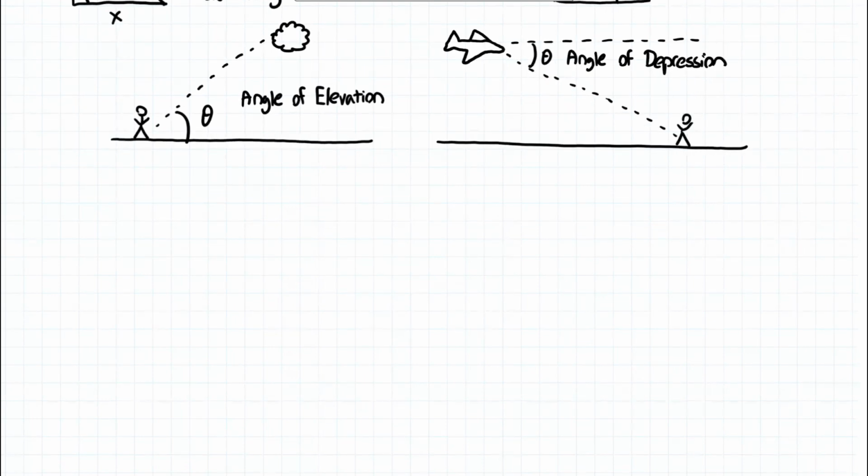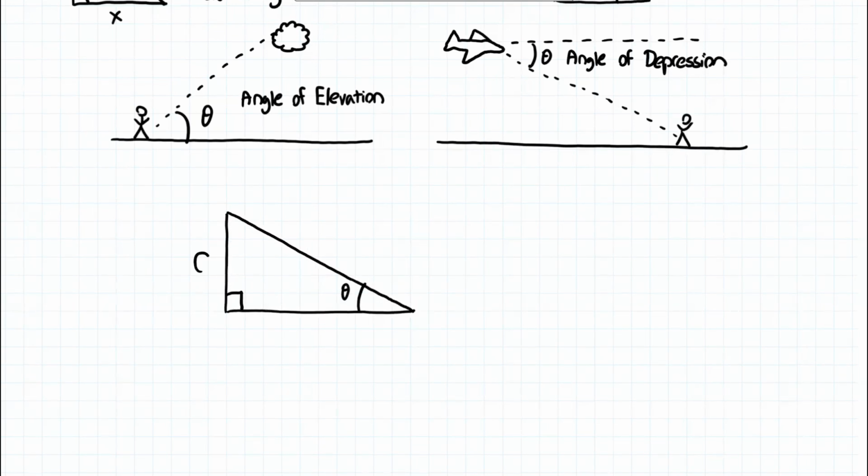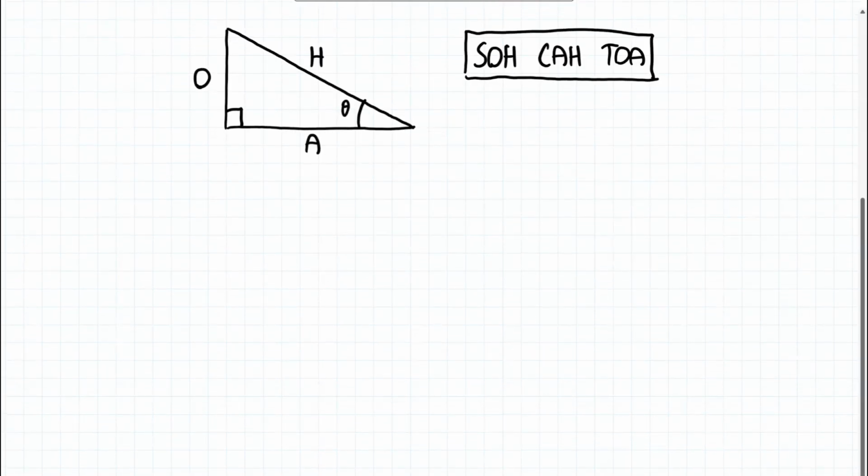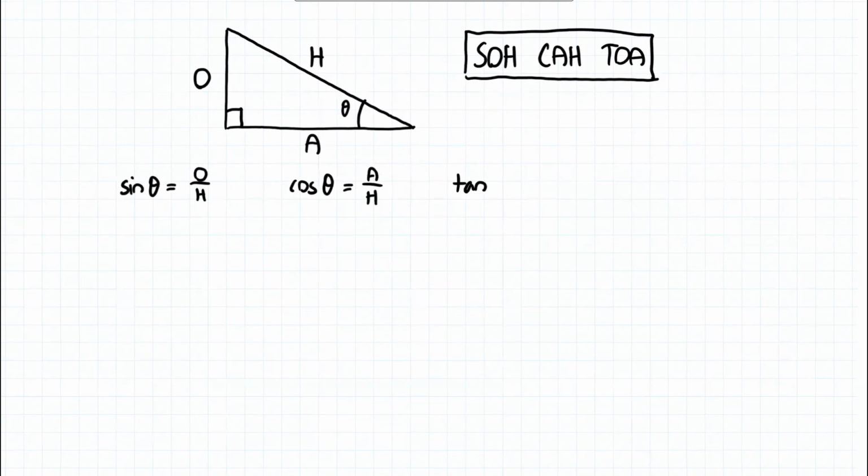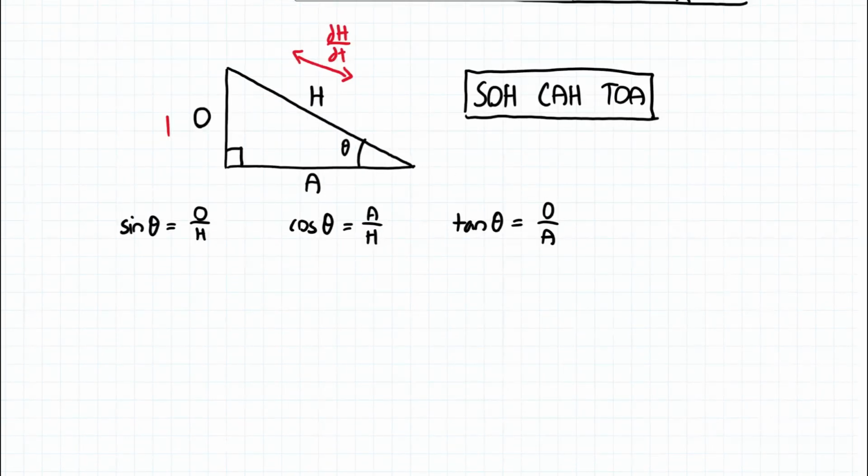Let's take the angle of elevation or angle of depression and call it theta. If theta is in a right triangle, you also have an opposite side to that angle, an adjacent side, and a hypotenuse. And if this made you think of SOHCAHTOA, then you know exactly where we're going with this. The basic trigonometric relations sine, cosine, and tangent allow us to relate side lengths with angles. And when we derive them, we can also see how rate of change of length and rate of change of angle may affect each other.